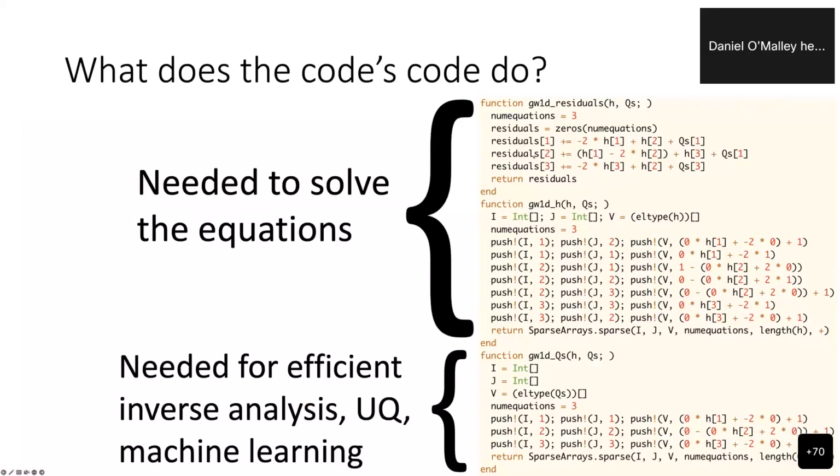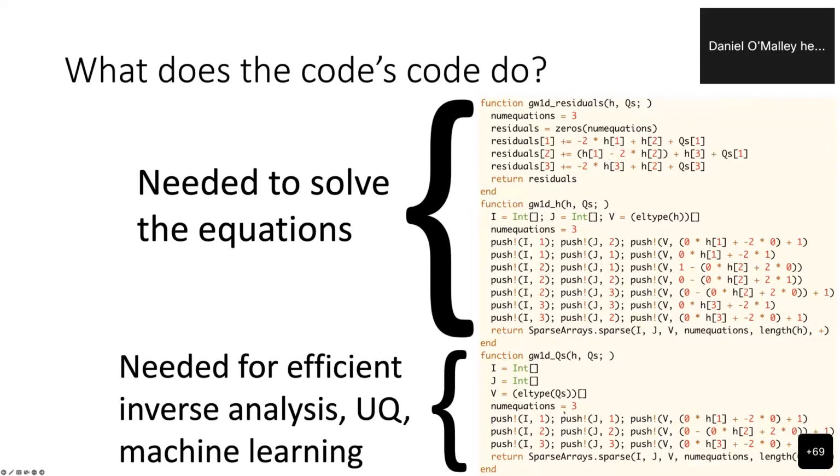These first 2 functions: this one computes the residuals and this one computes the Jacobian of those equations with respect to H. These are the 2 functions you would need if you were just going to solve the equations. If you were writing a traditional solver like FEHM, you would just write these 2 functions. But it can also compute one more Jacobian. There's another parameter that gets passed in here, and it's for the Q. So you can also write the Jacobian for Q.